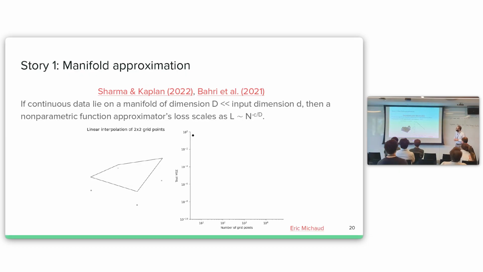There are a few different ideas that people have, based on different aspects of data that might be used to explain this. One idea is manifold approximation, where we say that we have some continuous function that's supported on a manifold of some low intrinsic dimension. If that's the case, then for a non-parametric function approximator, such as a neural network, the loss will scale with an exponent inversely proportional not to the ambient dimension but to the intrinsic dimension. Here in this plot, which is taken from Eric, is a linear interpolation of this function, and as the grid scale becomes finer and finer, the loss will decrease as a power law.